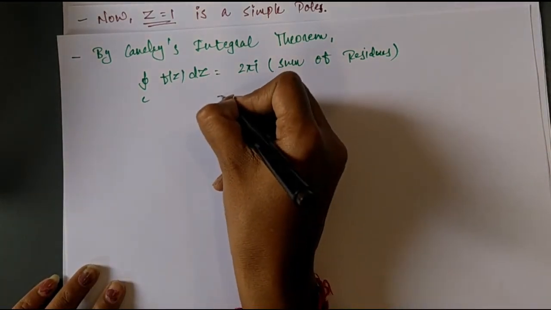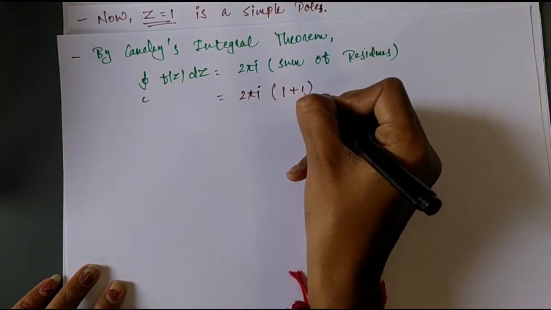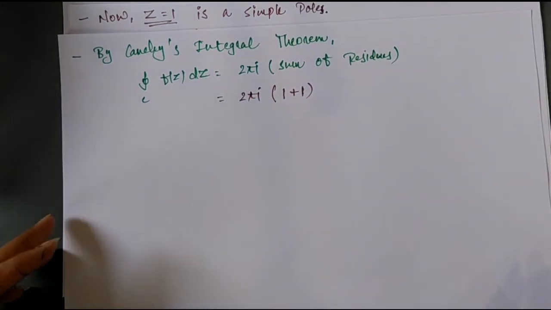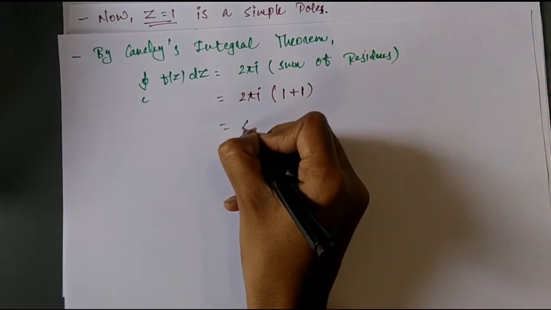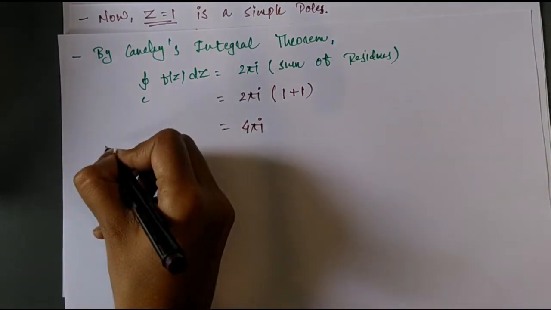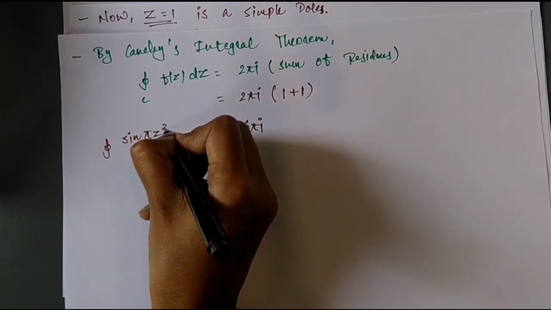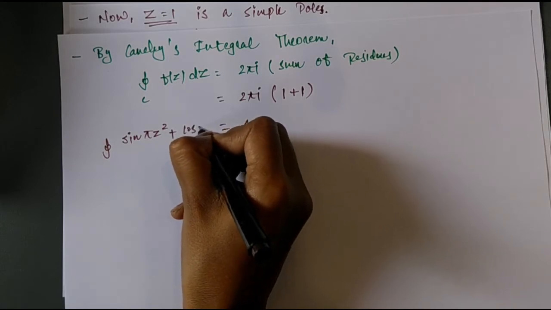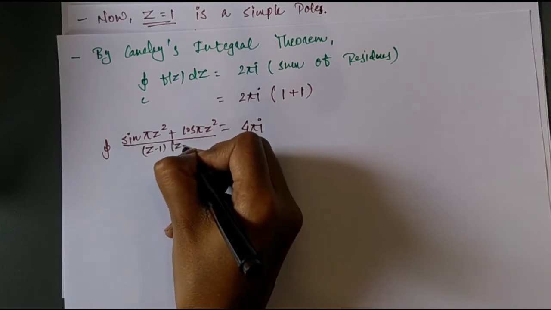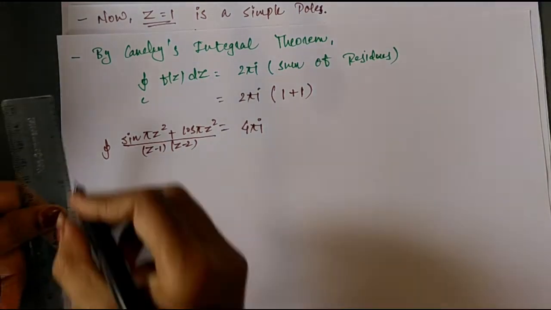And now 2 pi i into the residues. We are getting 1 for the first, and the second also gives us 1, so here I have written 1 plus 1, 1 plus 1 is 2, and 2 twos are 4, so 4 pi i, and this is the integral for the function sin pi z square plus cos pi z square upon z minus 1 z minus 2. So guys, this one will be your final answer.